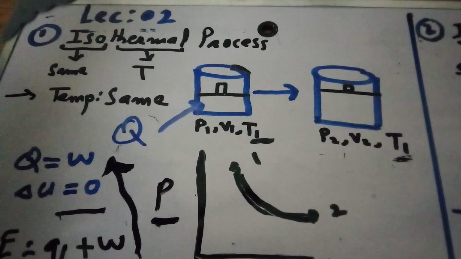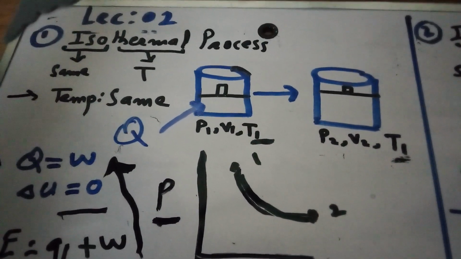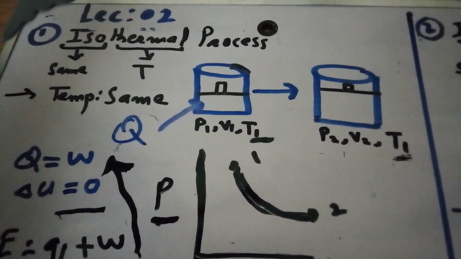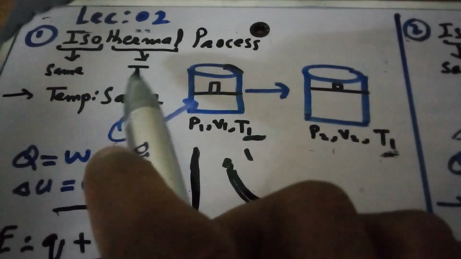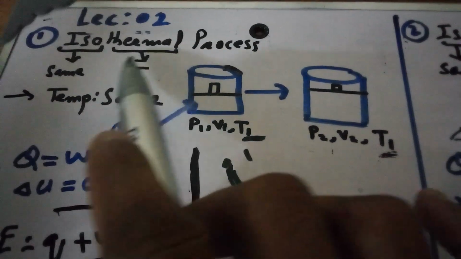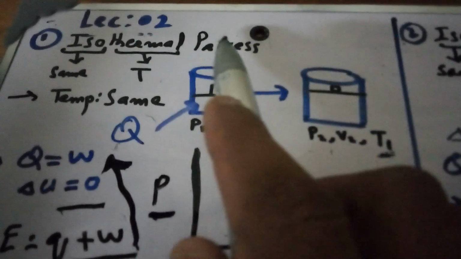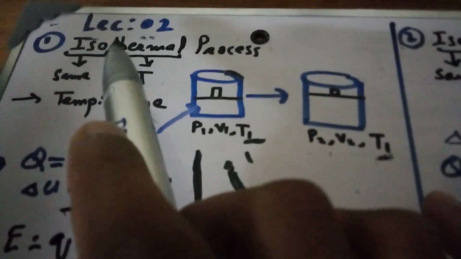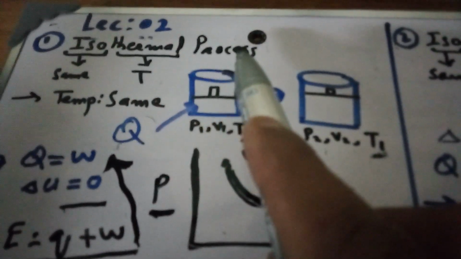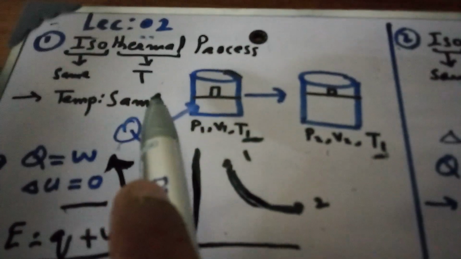The first process is the isothermal. It is clear from the word: iso means same, and thermal means temperature. So a process that takes place at constant temperature is known as an isothermal process. The temperature stays the same.